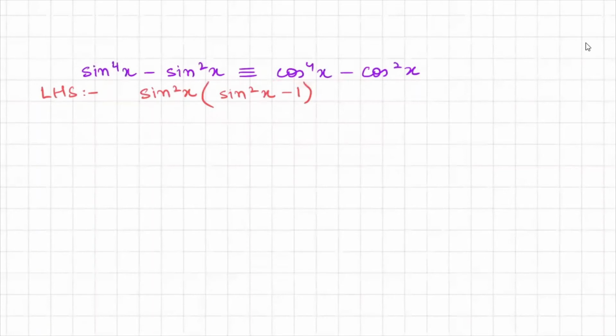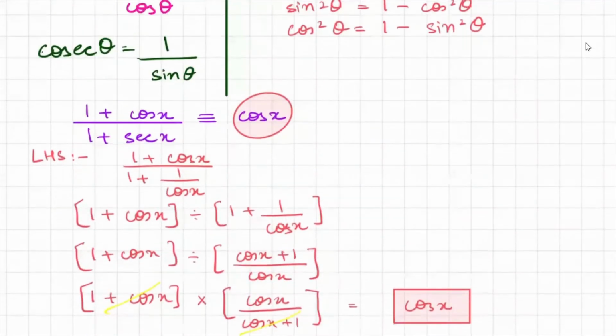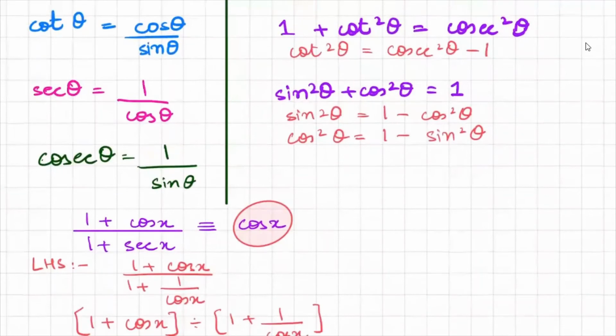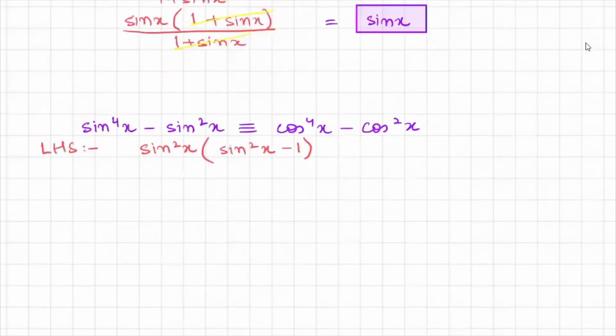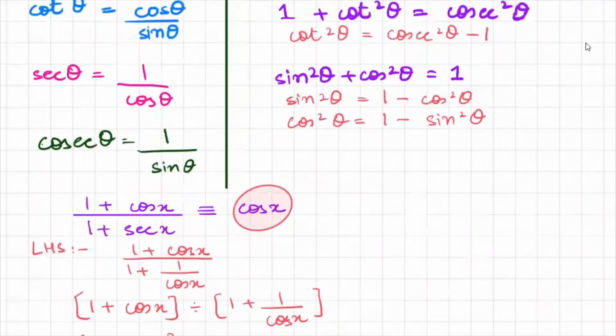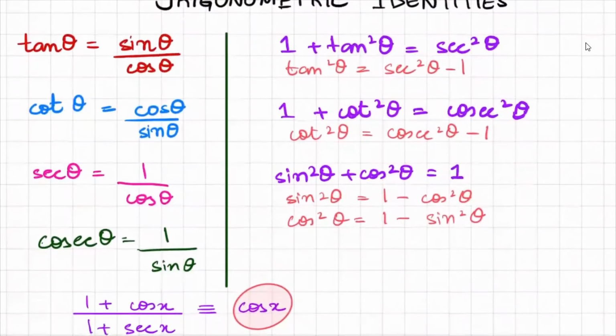This is sine square x. Sine square x can be written as, I'll show it to you, 1 minus cos square x. So I'm changing it. I am writing 1 minus cos square x in place of this, and I have sine square x minus 1. Now I need to get rid of this. The identity says that, let me show you the identity, cos square x is equal to 1 minus sine square x, right?